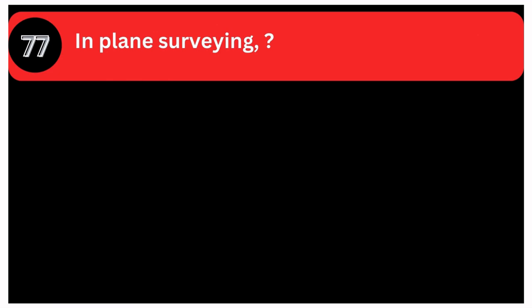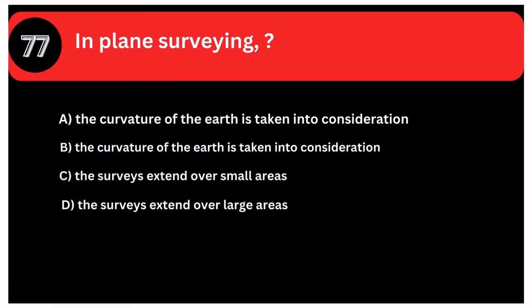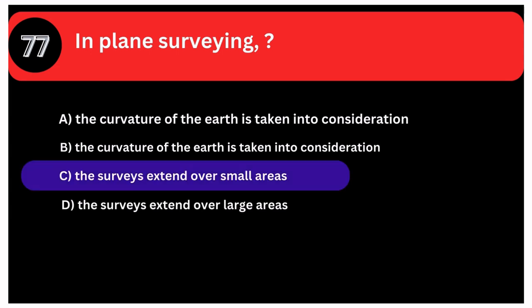In plane surveying, options: A, the curvature of the Earth is taken into consideration. B, the curvature of the Earth is taken into consideration. C, the surveys extend over small areas. D, the surveys extend over large areas. Answer: C, the surveys extend over small areas.